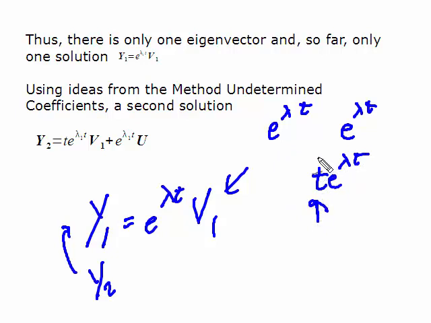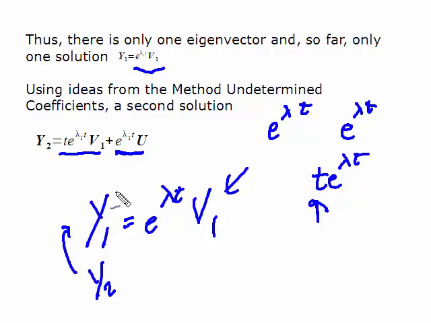You might remember that. Okay, so we're going to take this and multiply it by t, and that will give us part of the second solution. We're going to add to that another vector u with the same time dependence.